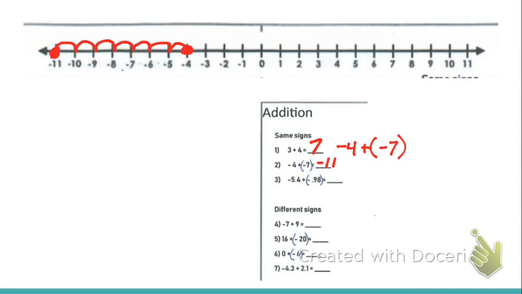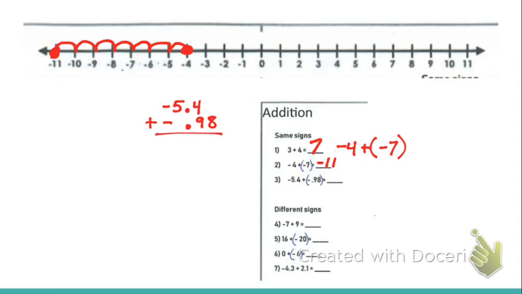So negative 5.4 plus negative 0.98. Now, I'm not going to write that on the number line because we don't need to. But let's just do it together. So we're going to line it up. Write it with me. Negative 5.4. And I hope you remember that when you're working with decimals, you have to line up the decimals. So it's negative 5.4 plus negative 0.98. Should line up just like that.